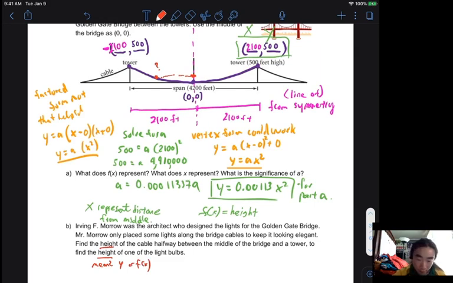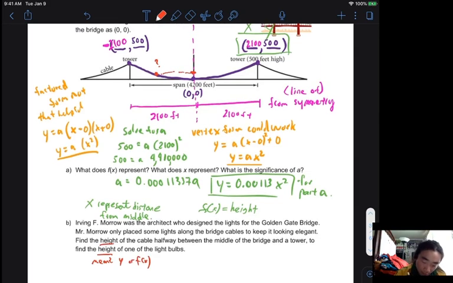So if we plug in those values, you know where x is. X at that point, x is half of 2100, so that's 1050 feet. And it's the same over here because it's symmetric. So if you go dotted, that's the same value. X is 1050. So since we know our equation, we just plug it in.